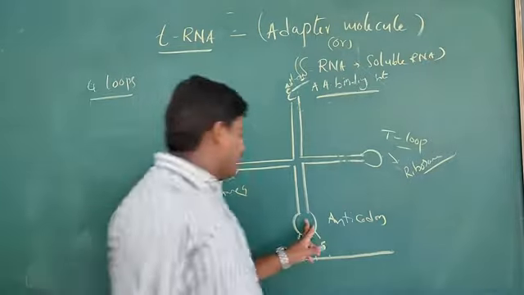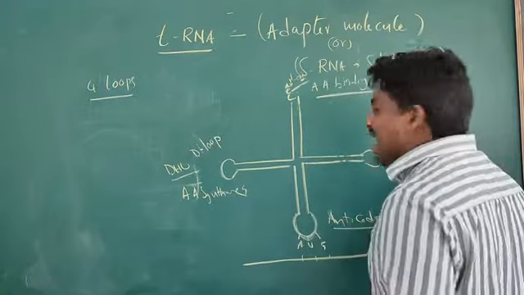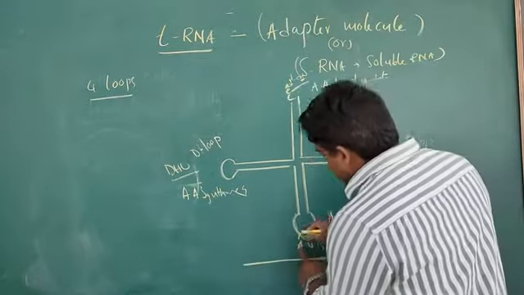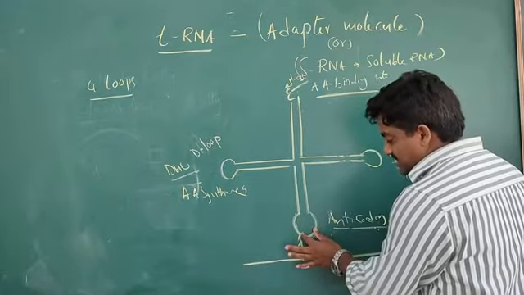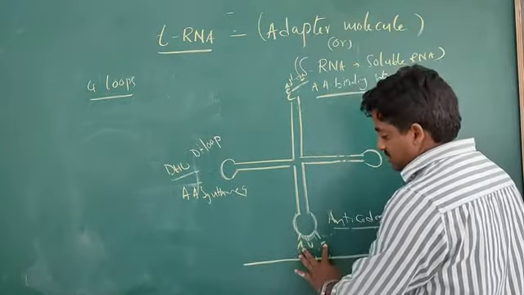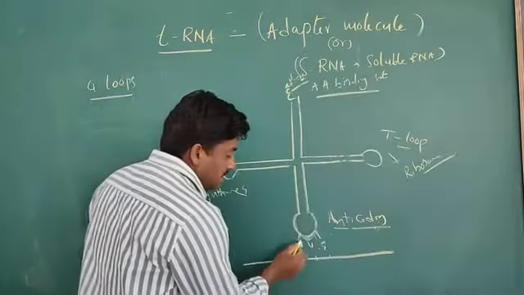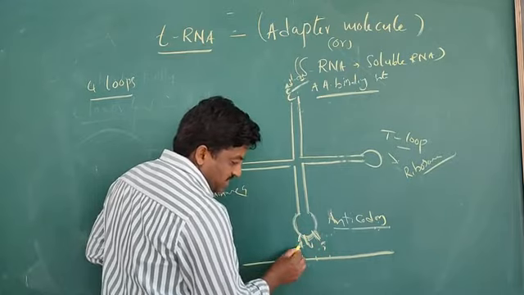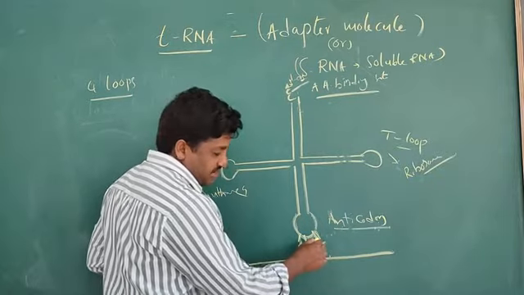Next, another one you can see. This is the loop we call the anticodon loop. Here the nitrogen bases are present. The anticodon contains three nitrogen bases, and these three nitrogen bases can bind to the mRNA. That means, see, AUG. This is the anticodon loop, and it can contain the AUG nitrogen bases.